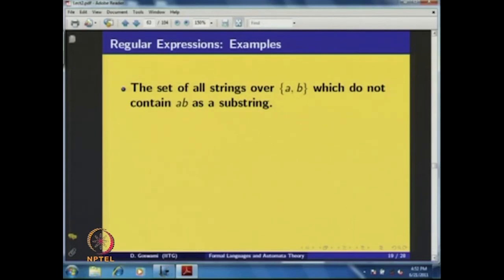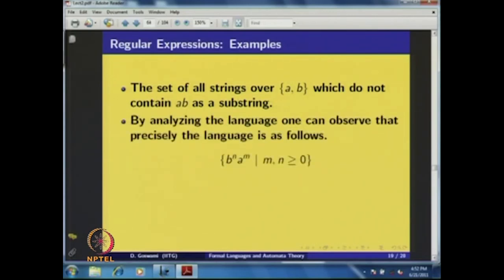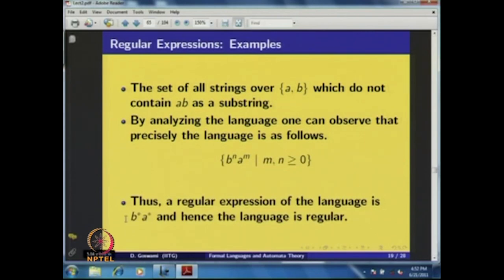Similarly, consider the set of all strings over {a, b} which do not contain ab as a substring. One can easily see that this can be written as b^m a^n for some m, n greater than or equal to 0, because ab cannot occur as a substring. Therefore, if any b occurs, it must precede any occurrence of a. Therefore, this can be written as the regular expression b star a star. So this language, the set of all strings over {a, b} which do not contain ab as a substring, can be written by the regular expression b star a star, and hence this is a regular language.